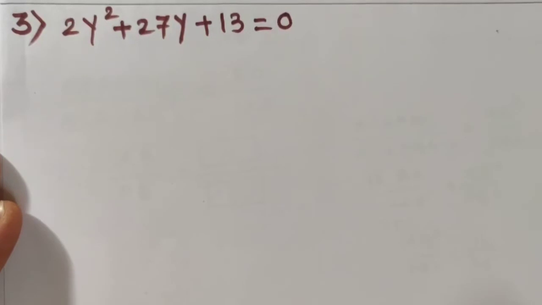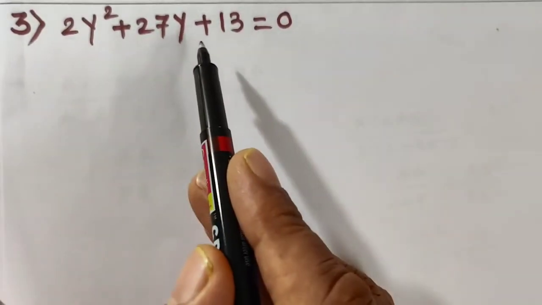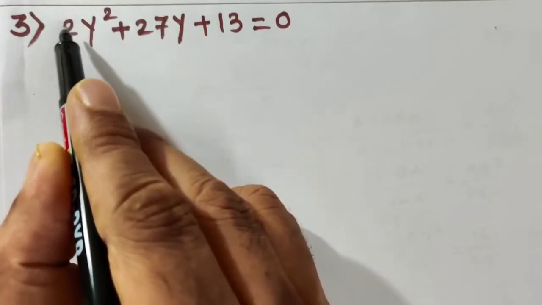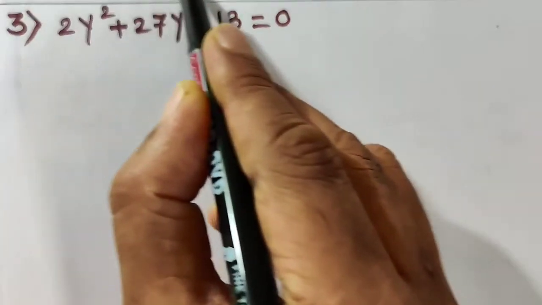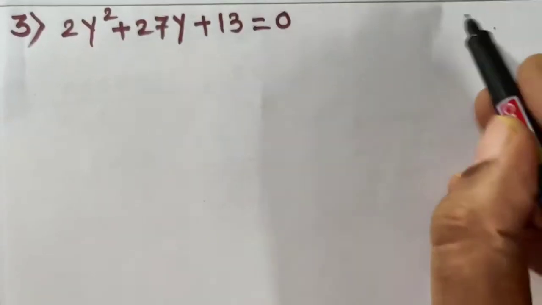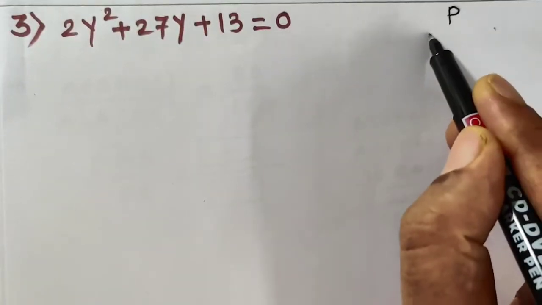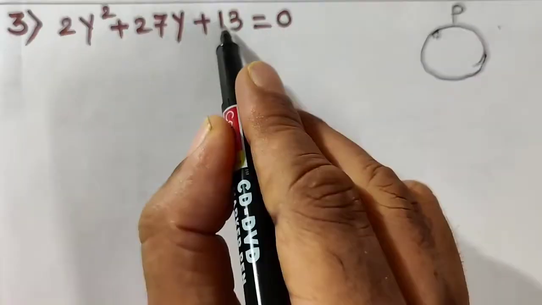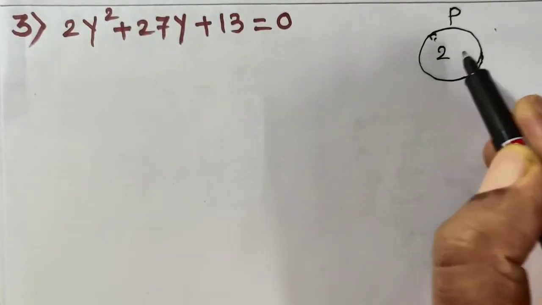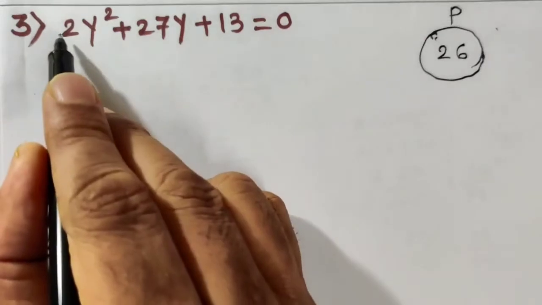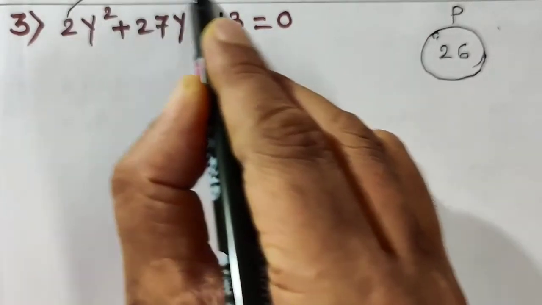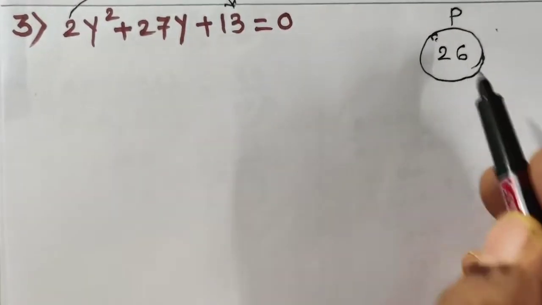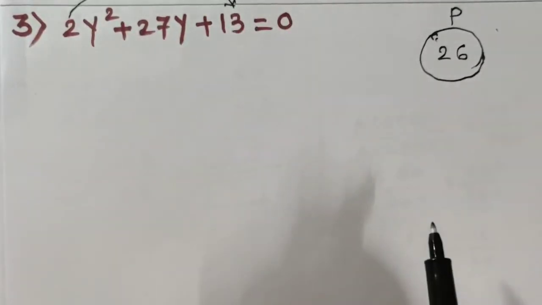exercise. So here again, the last term is positive. The coefficient of the square term is 2. 2 multiplied by this 13, so that is our product. So the product is 2 multiplied by 13, the product of these two numbers. 2 into 13 is equal to 26, that is plus 26.